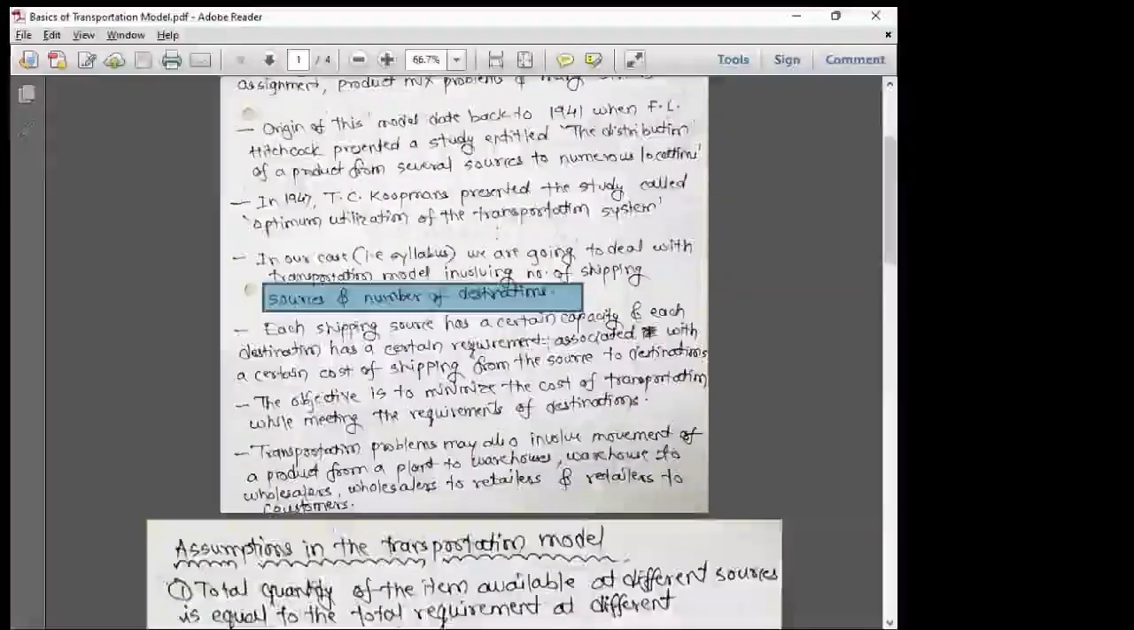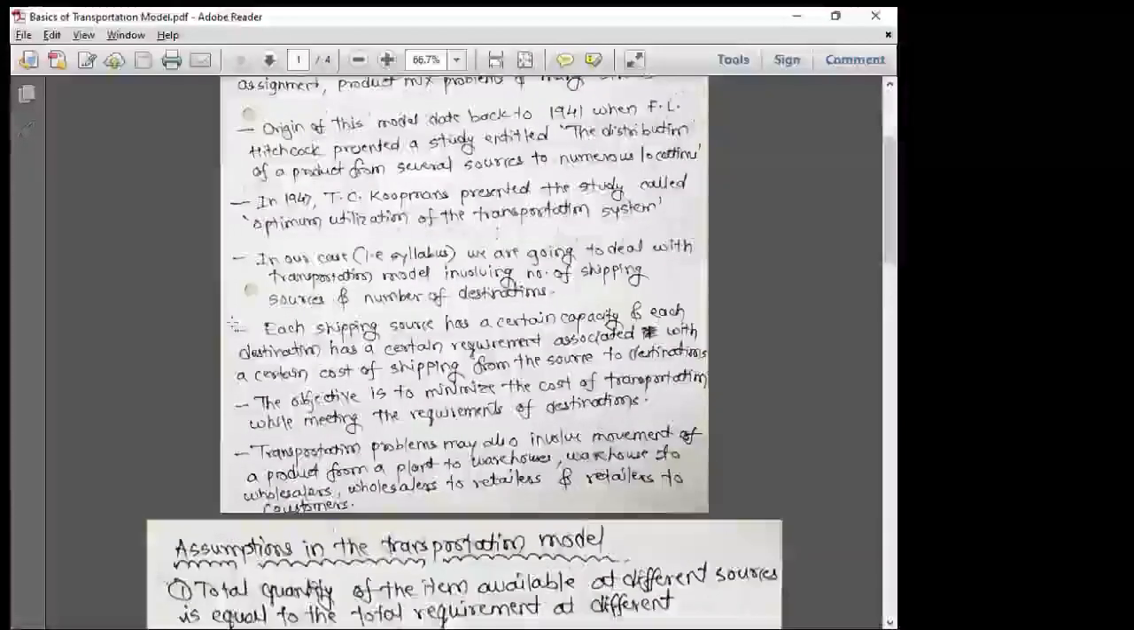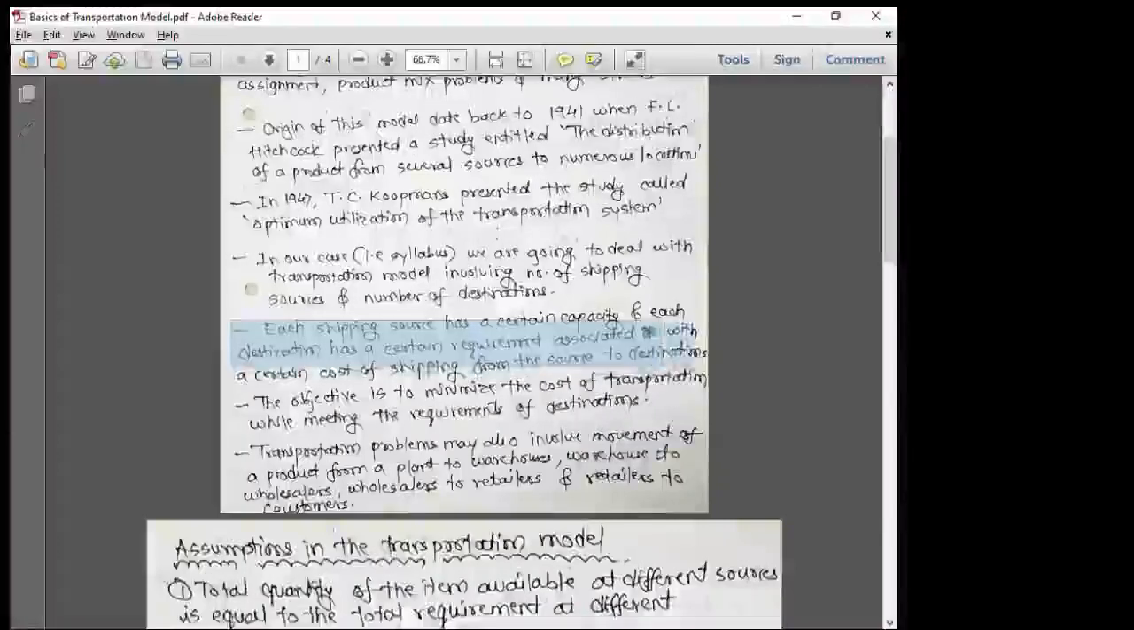Now let's understand this in a more detailed format. Each shipping source will have a certain capacity, right? So the production at a particular source is not infinite. There is a certain capacity of each source. For example, if I'm manufacturing a pre-stressed beam, then I'll have a certain capacity depending upon the number of resources that I have.